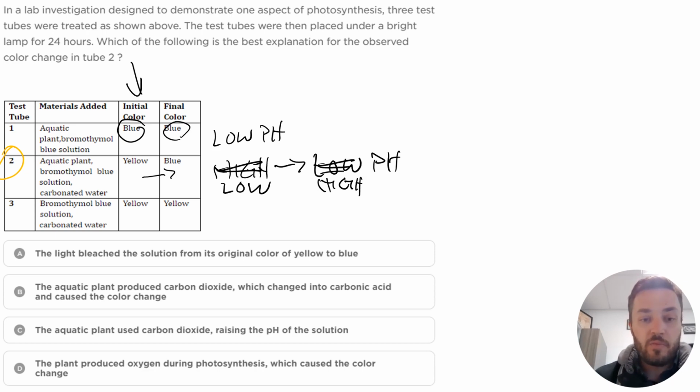In this one, where there is no plant, it's yellow and it stays yellow, which makes sense, right? This is a high pH. Oops, and I had this one back. How to make this confusing. So this is now a low pH, and it just stays as a low pH.